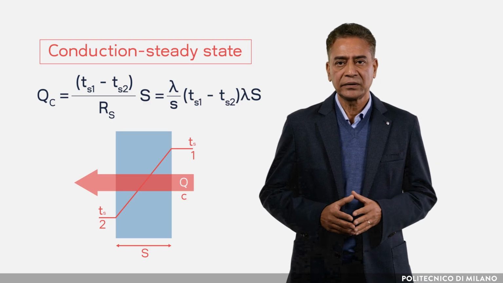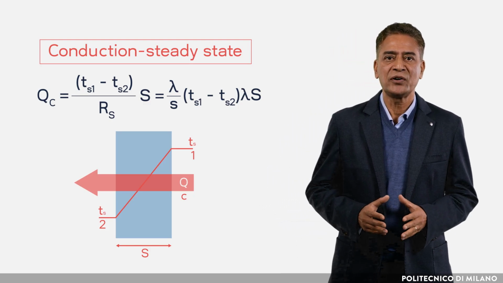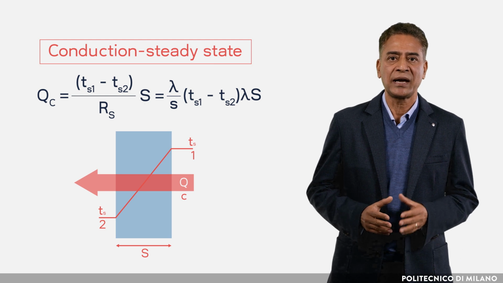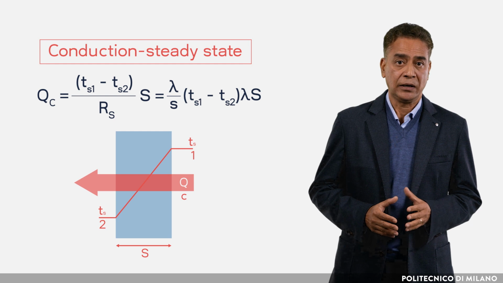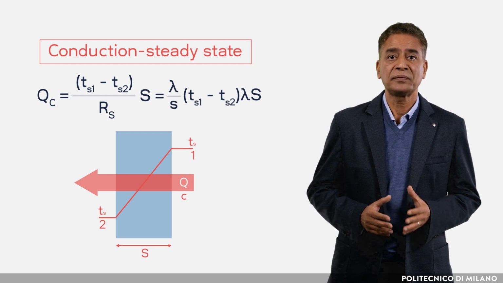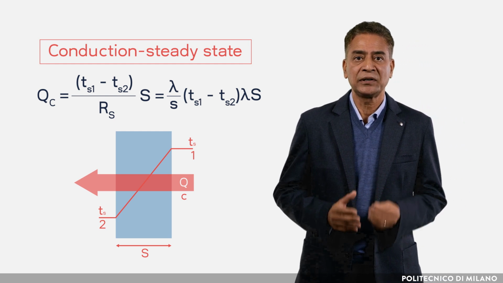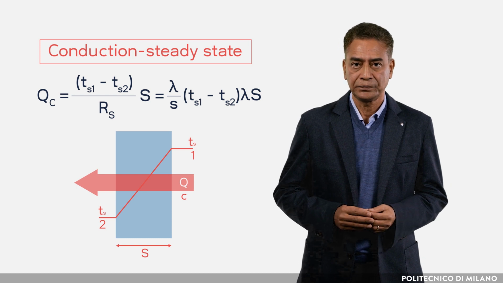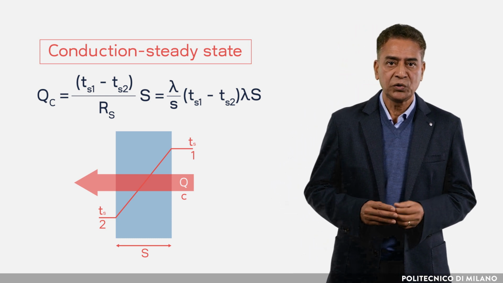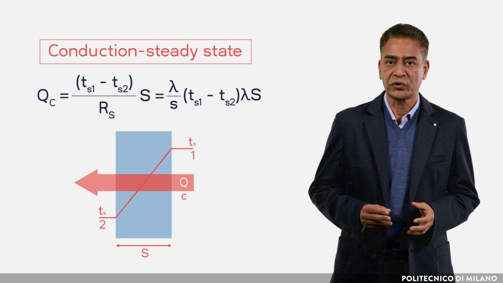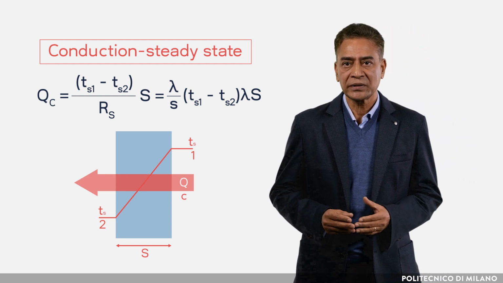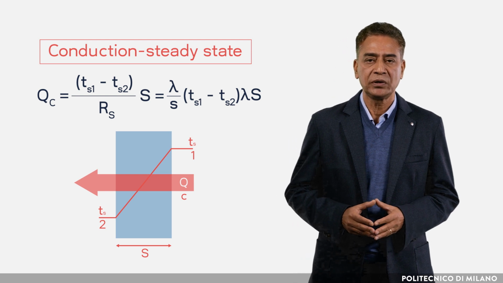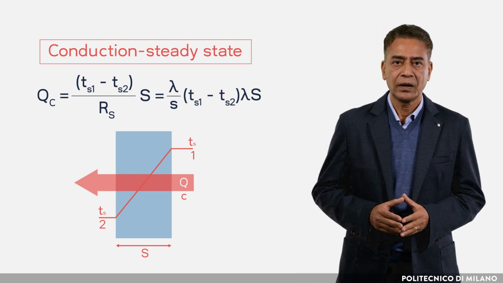The thermal flux Qc, which is the amount of heat transferred per unit of time by conduction through a homogeneous wall of area capital S and of thickness small s, is calculated by this formula, where Qc is the thermal flux in watt. Ts1 and Ts2 are the temperatures of the faces 1 and 2 in Kelvin.